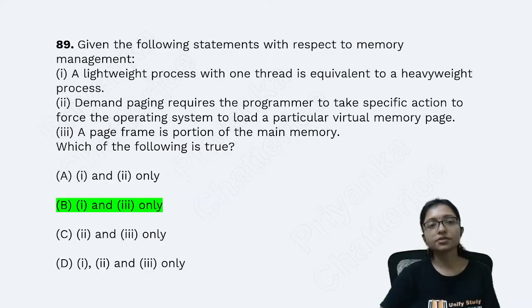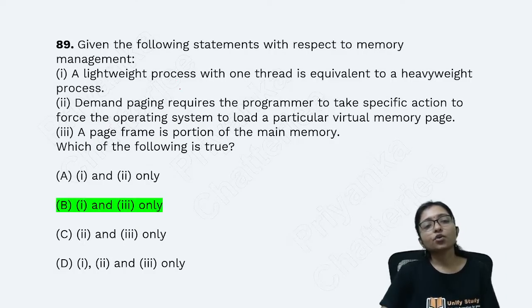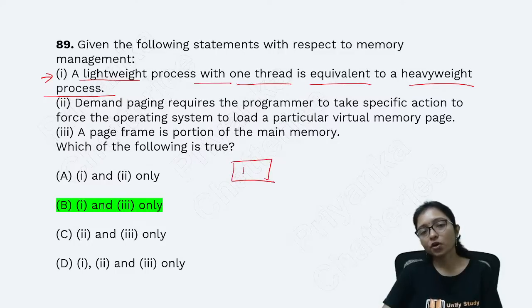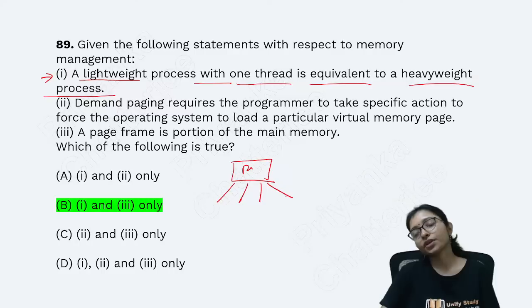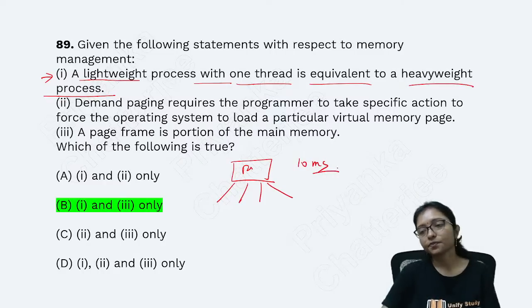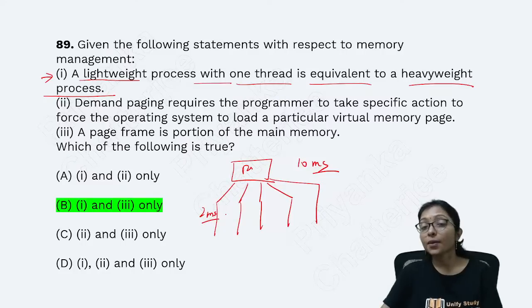Yes, here it is the concept of process, thread, demand paging. You can do the answer by elimination or by understanding the concept. Here maybe most of you are getting confused with option 1, lightweight process with one thread equivalent to the heavyweight process. Why? Because why am I creating threads? When there is a process, I create multiple threads, because if I execute the process in one go, it will take 10 milliseconds. But if I am able to divide it into multiple threads and execute in parallel, maybe I create 5 threads, everyone takes 2 milliseconds, parallel execution is going on, that's why within 2 milliseconds I am able to complete it.